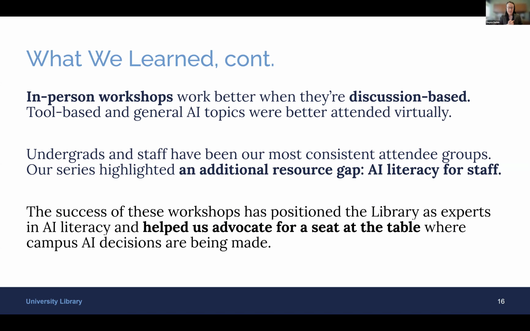And then the last thing, oh, sorry, not the last thing, second to last thing, is that I feel like the library was really positioned as an expert in AI literacy in a way that we maybe hadn't been initially. These workshops were really successful and popular and kind of got people talking. Oh, the library's doing stuff around AI. I think that helped us get involved from the beginning in campus AI efforts, AI literacy efforts, have that seat at the table, so that we can be involved in those decisions that are going to impact not just the library and our users, but all of campus.